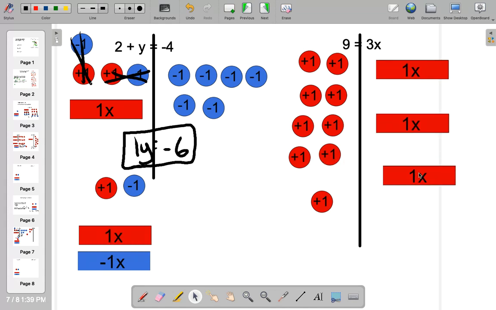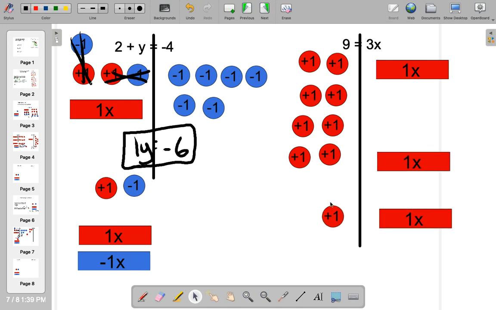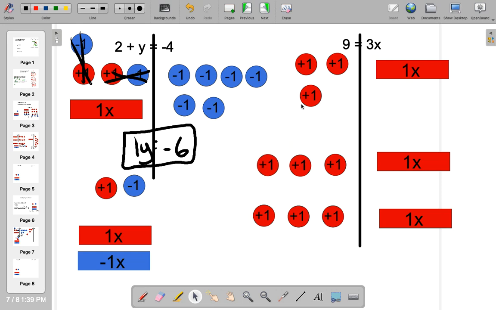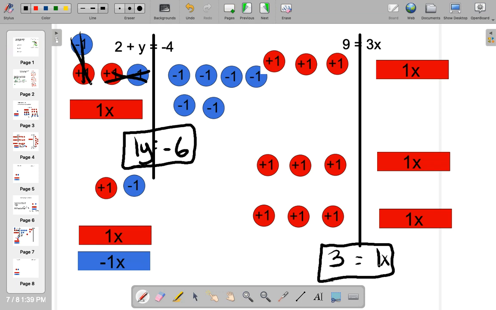We have positive 9 on the left. We have positive 3x on the right. So the question is, what does each x equal? The way that I like to think of this is I split them into equal groups. So each x into its own group. And I simply separate the numbers so that every group has the same amount. When I do that, I get positive 3 in each group, meaning that a positive 1x is equal to a positive 3, and these two equations are done.